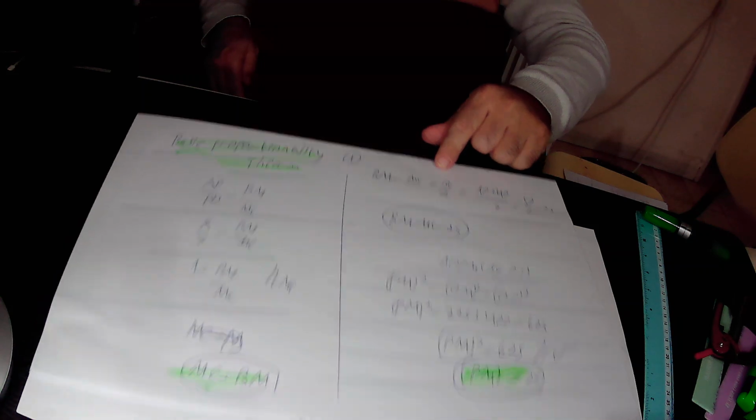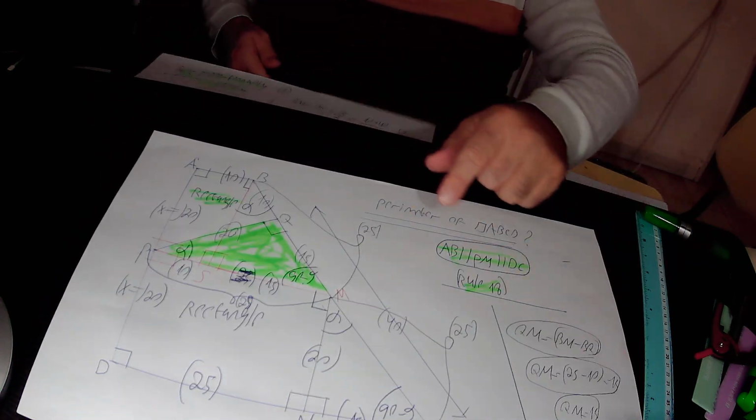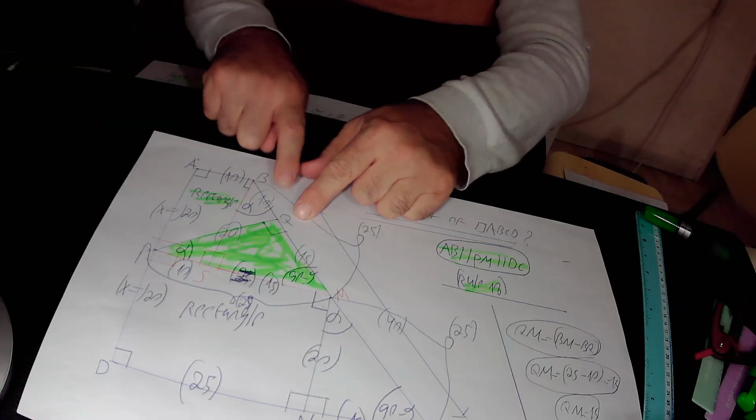But what is the value of BC? BC in total equals BQ, that is 10, plus QC, that is 40.